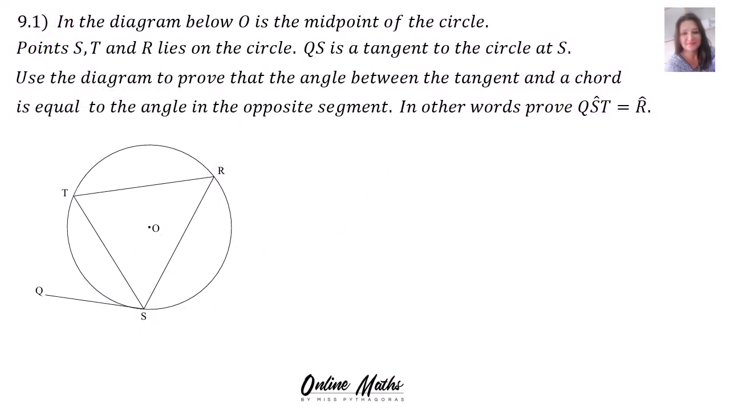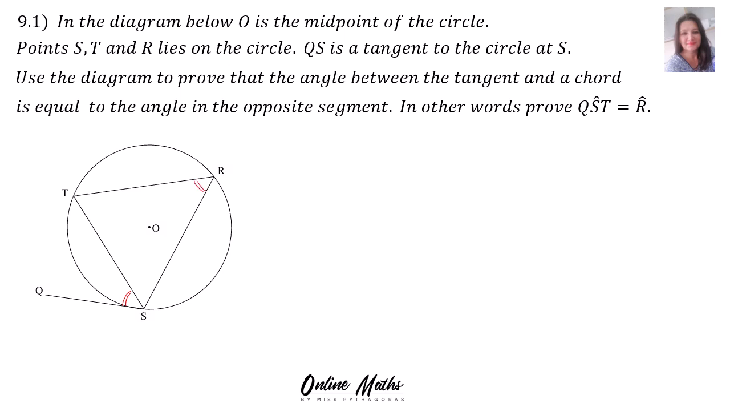9.1. In the diagram below, O is the midpoint of the circle. Points S, T and R lie on the circle. QS is a tangent to the circle at S. Use the diagram to prove that the angle between the tangent and a chord is equal to the angle in the opposite segment. In other words, we need to prove that angle QST, the angle between the tangent and the chord, is equal to angle R.